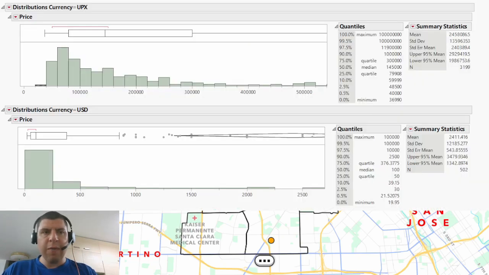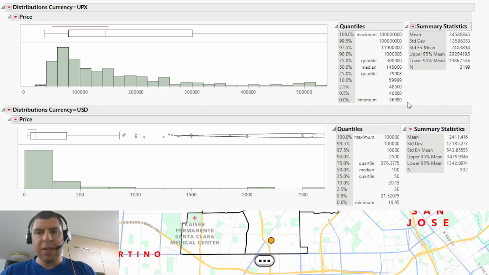Here we can see two different distributions of sale prices of properties in the city of Santa Clara. On the top, we have prices in UPIX, and on the bottom, we have prices in US dollars. For this video, I'm only going to be talking about the prices in UPIX. Firstly, we can see that the total number of properties on sale for UPIX is 3,199, and there are 502 properties that are on sale for US dollars.